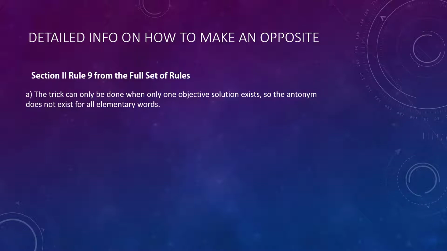It says, so A, this trick can only be done when only one objective solution exists. Okay? This is very important. So the antonym does not exist for all elementary words. Sometimes different people might come up with different solutions, right? Person A says the opposite of this is this, and then person B says no, the opposite of this is this, and there's like a lot of people on both sides. Well, this is a bad sign, right? In this case, it's fair to say that the elementary word simply doesn't have an opposite. It doesn't have a solution, right?